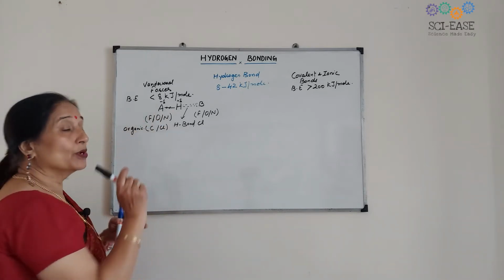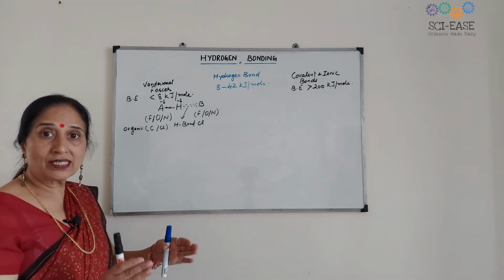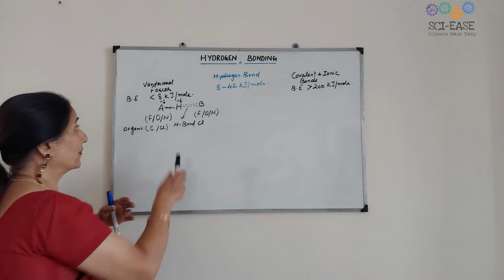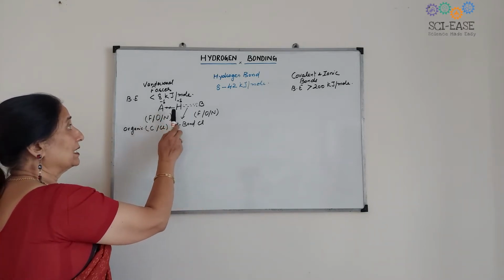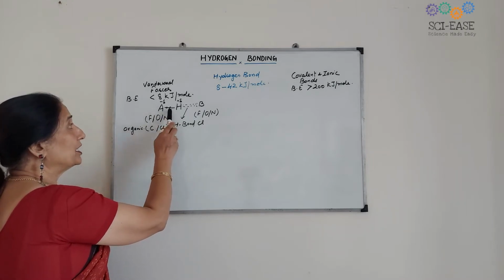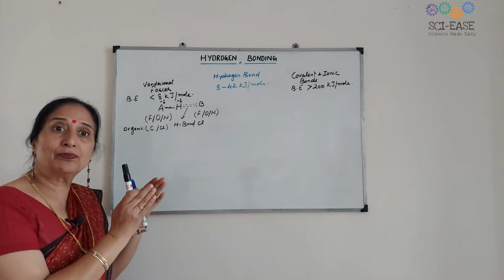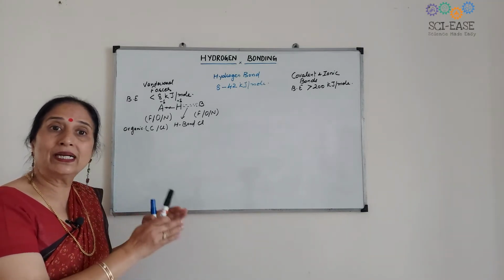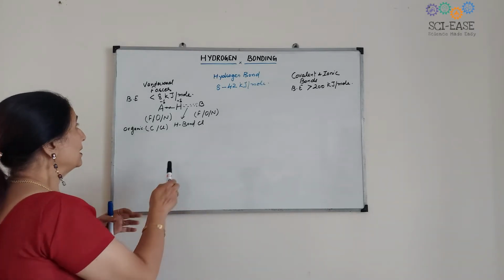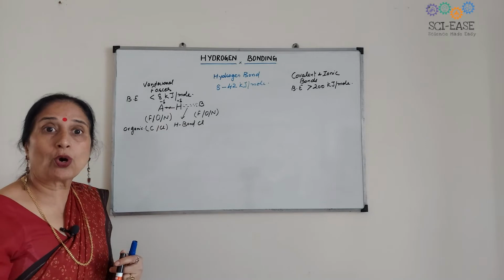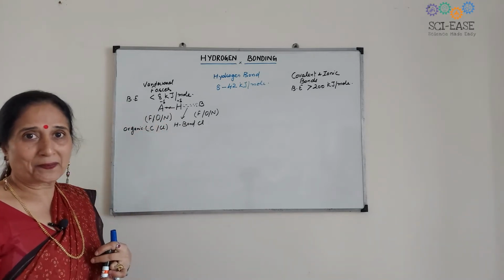A is an electronegative element like fluorine, oxygen or nitrogen. They will form a covalent bond, and in that case, the shared pair of electrons between A and H will be shifted more towards A due to its higher electronegativity, and as a result, there is a partial positive charge on H and a partial negative charge on A.